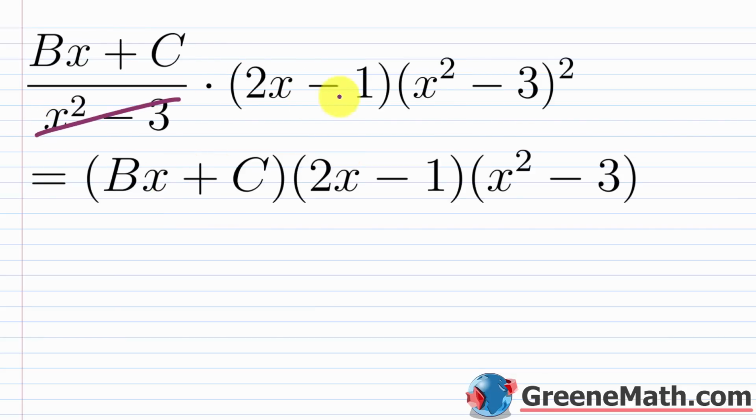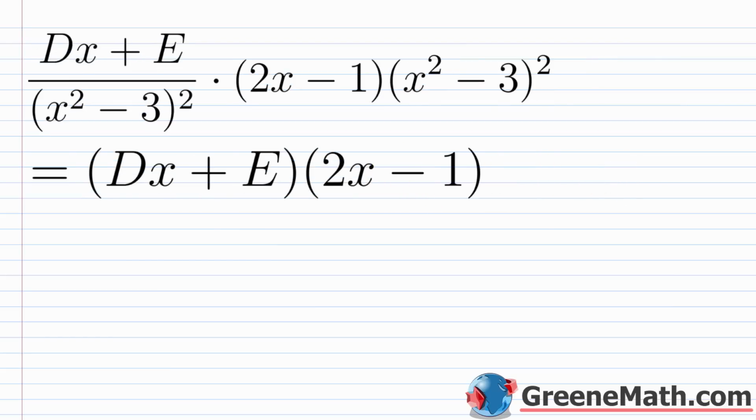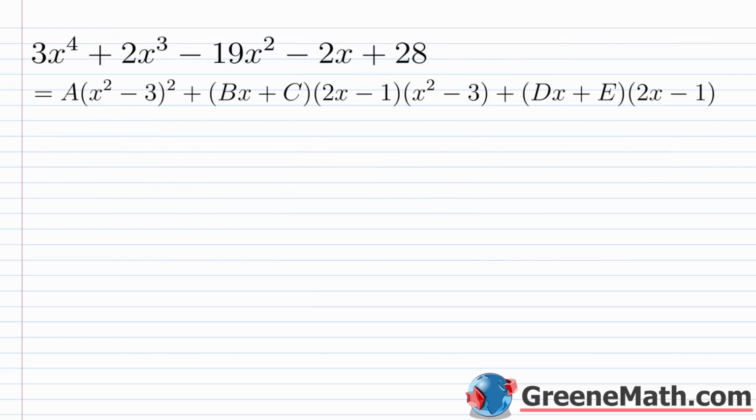Then this guy right here is going to cancel with one of these. So you get the quantity Bx plus C times the quantity 2x minus 1 times the quantity x squared minus 3. So this guy is very long. And then lastly, this is going to cancel with this. So you get the quantity Dx plus E times the quantity 2x minus 1. This is a very, very long problem. It's very tedious, and unfortunately, it's very hard to use shortcuts here.